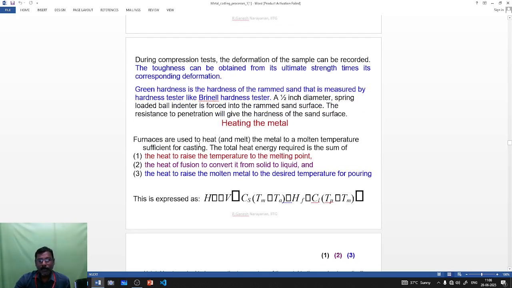Now, heating the metal. Furnaces are used to heat the metal to a molten temperature sufficient for casting. The total heat energy required is the sum of the heat to raise the temperature to the melting point, the heat of fusion to convert it from solid to liquid, and the heat to raise the molten metal to the desired temperature for pouring.